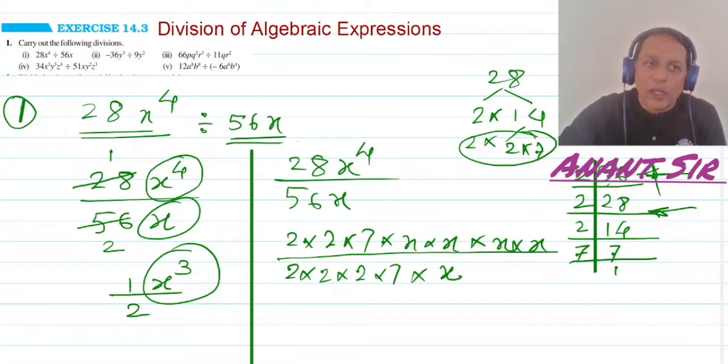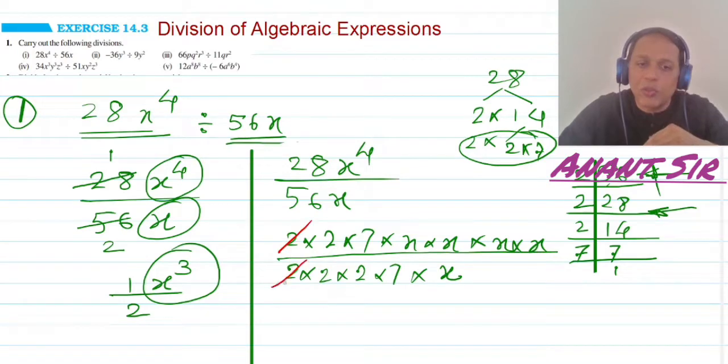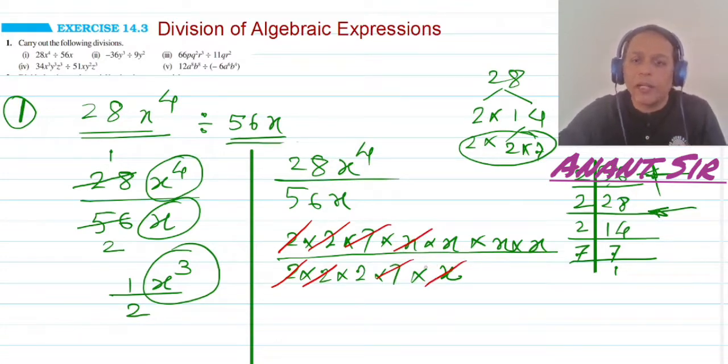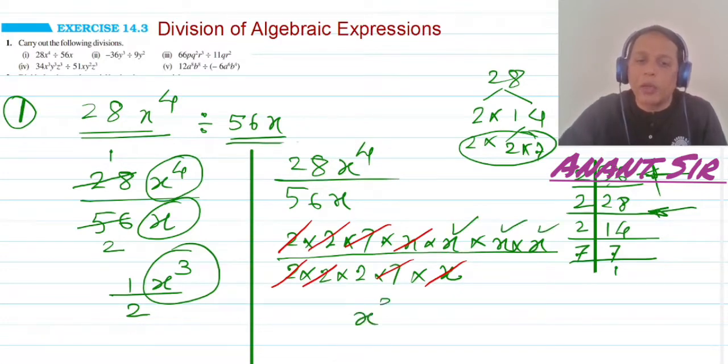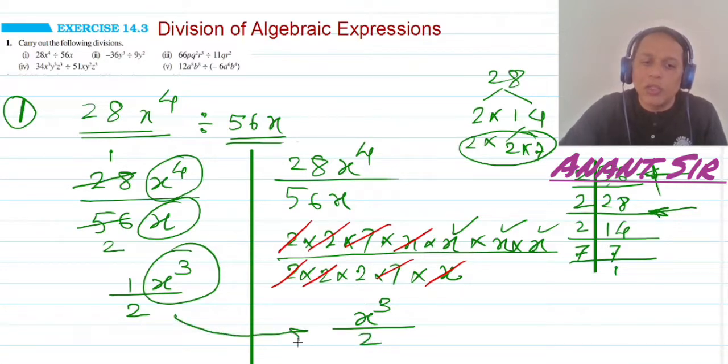So now you can cut the same factors which are in the numerator and denominator. So this 2 will get cancelled, another 2 will get cancelled, 7 will get cancelled, one x will get cancelled. So what remains in the numerator is x into x into x, that is x cube, and what remains in the denominator is only 2. So this is the same answer.